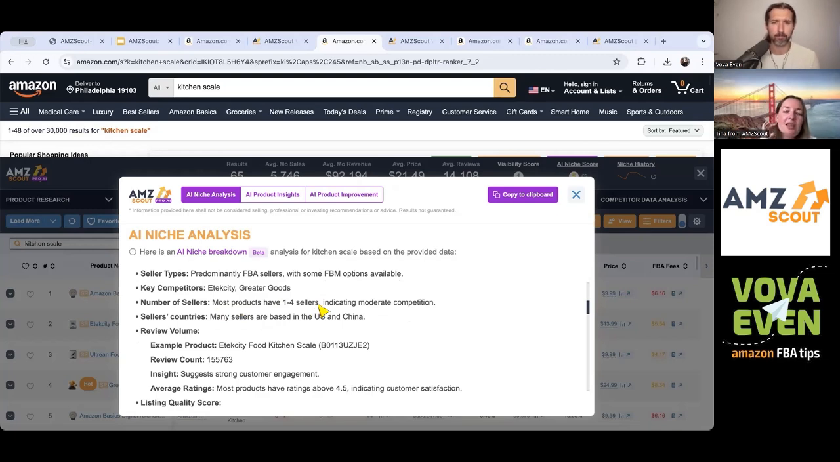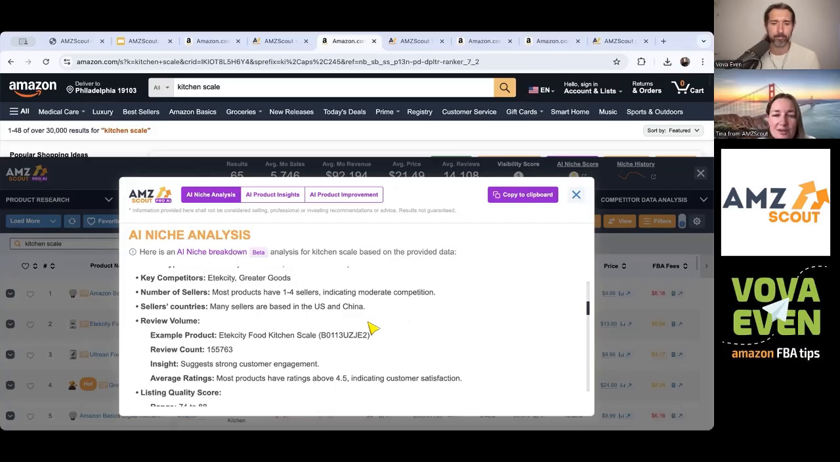Not really for private label, but still it's good information. Seller countries: usually many sellers are based in the US and China, but sometimes it's only China or only the US, and you're going to need to know that. It's sometimes difficult to find that column because we're adding a lot of data and we can't put it all in one window, so you have to find it in the filters in the view option tab.